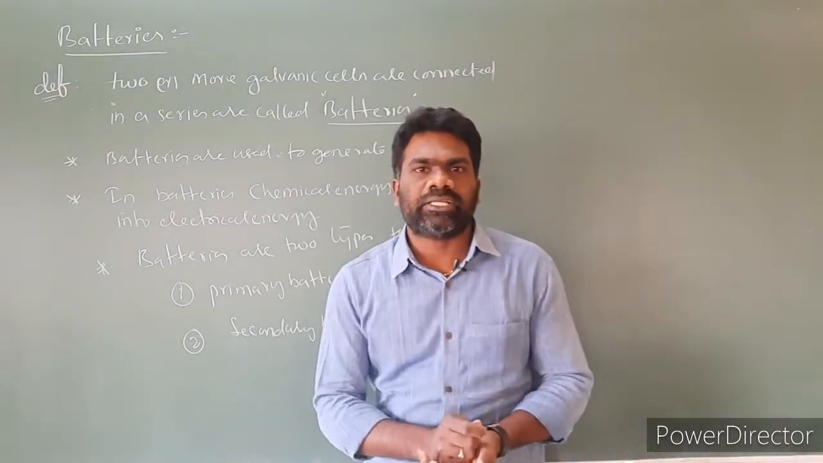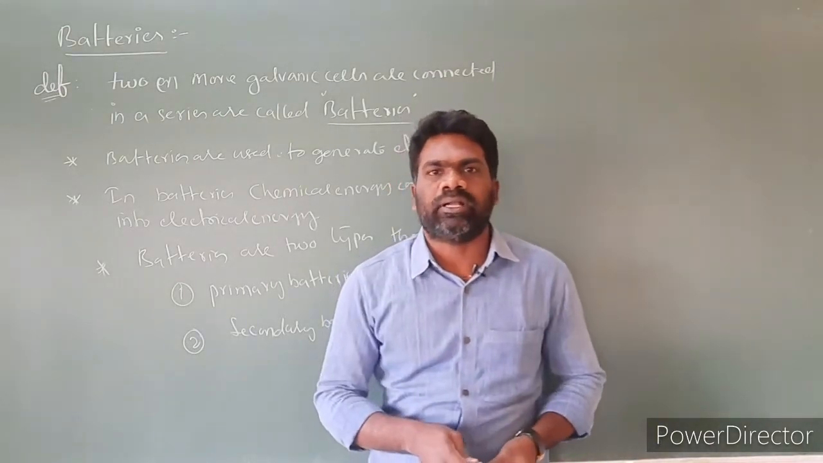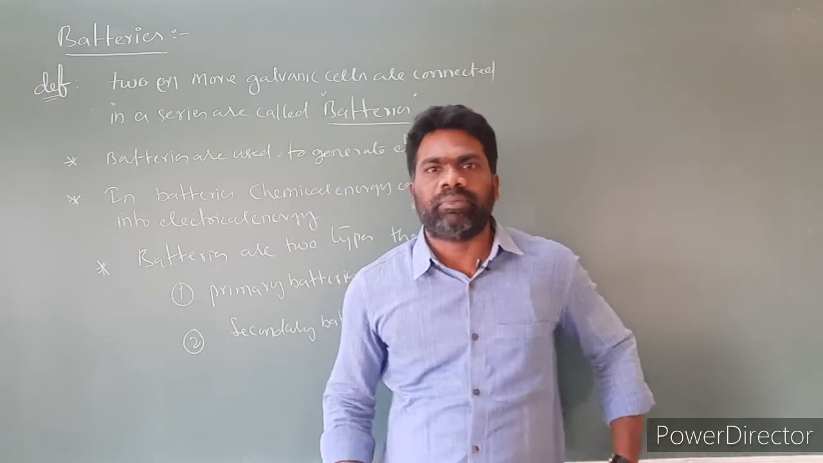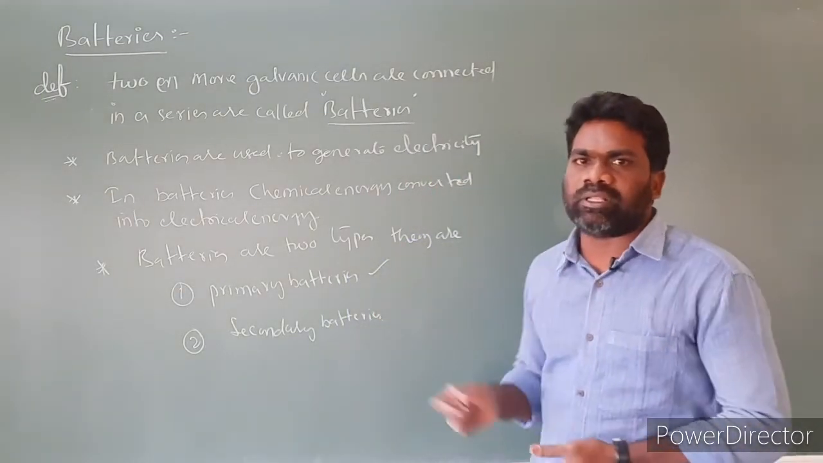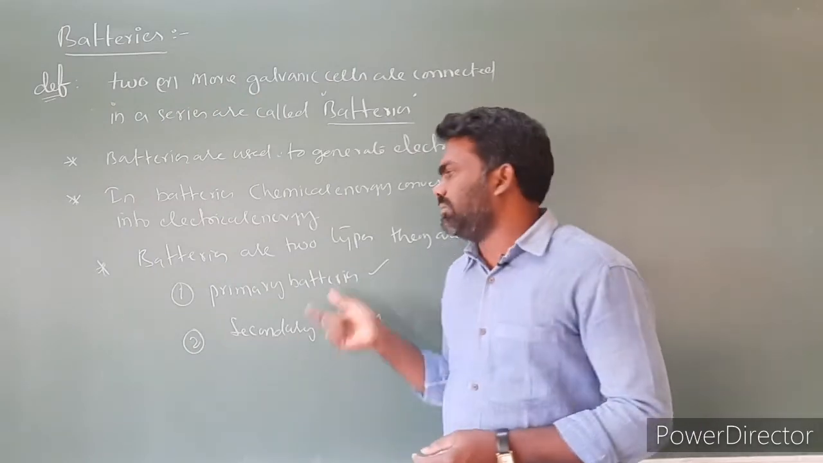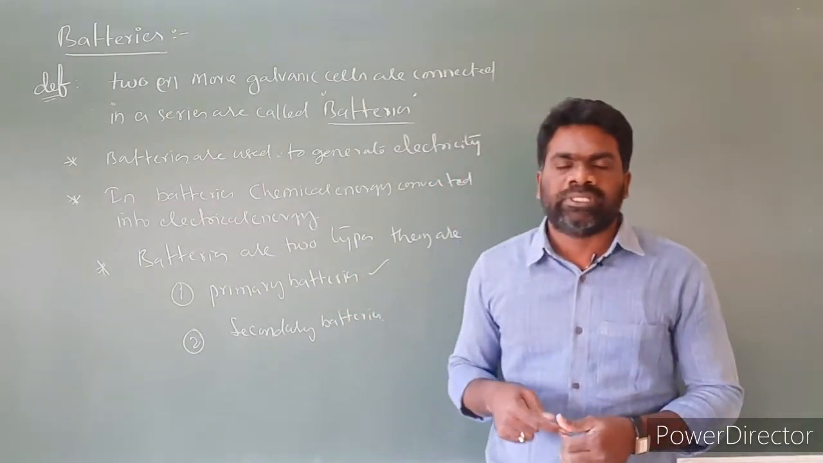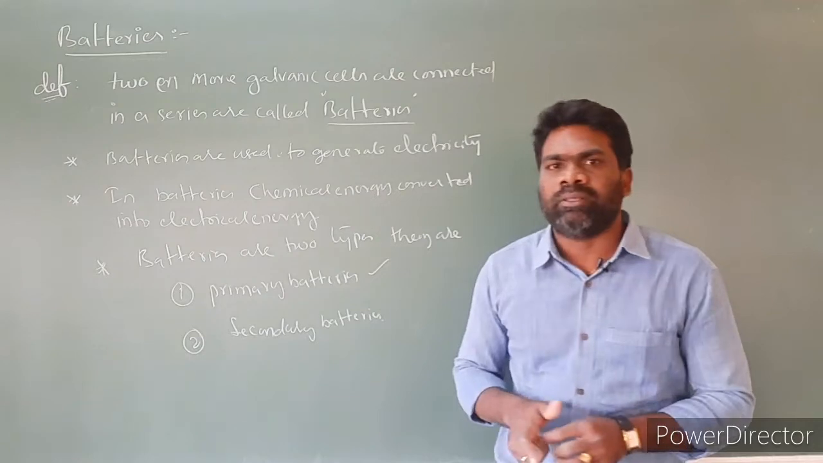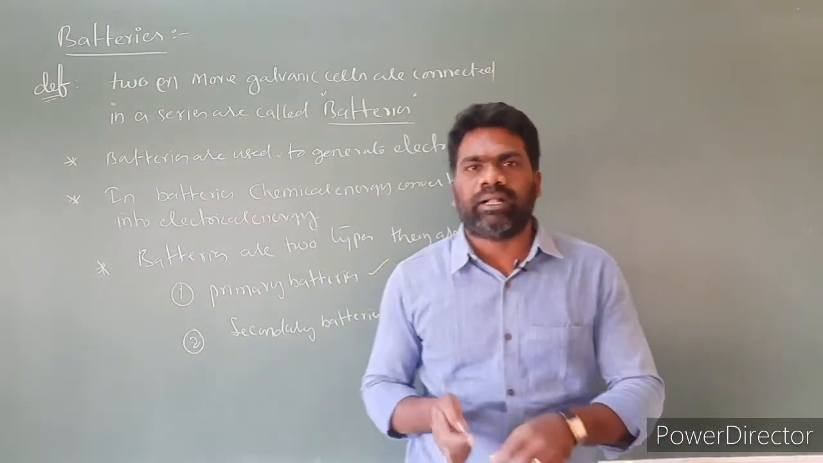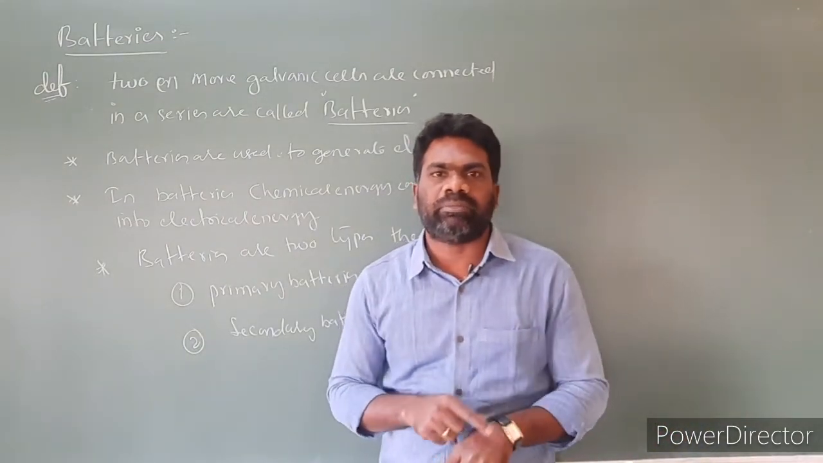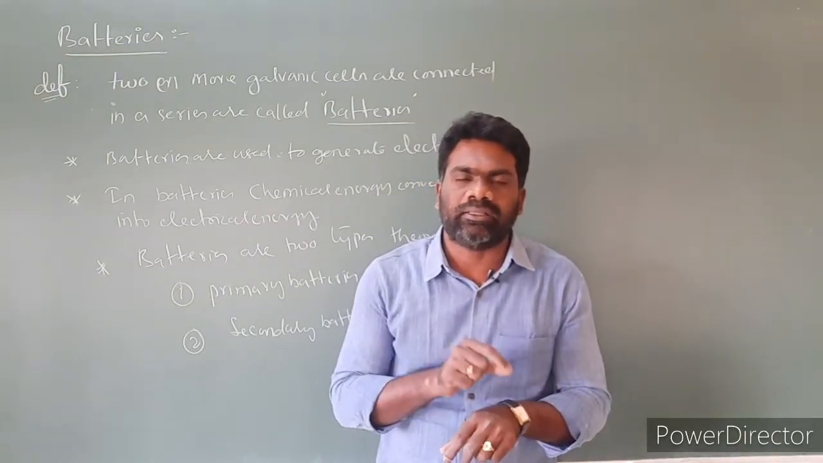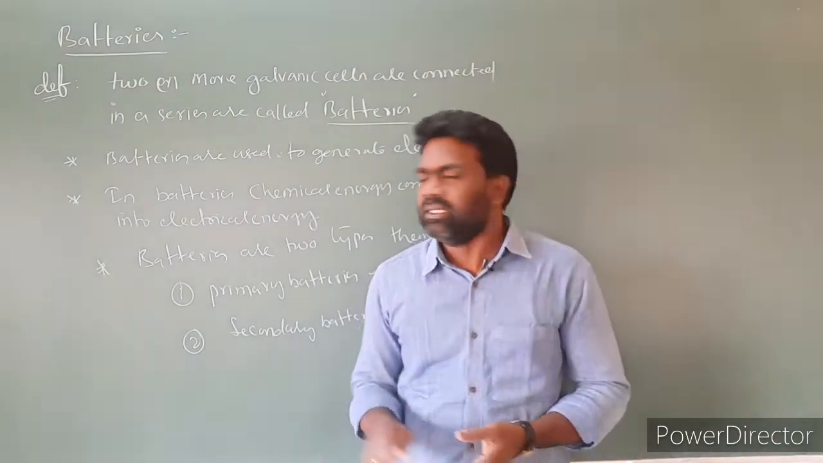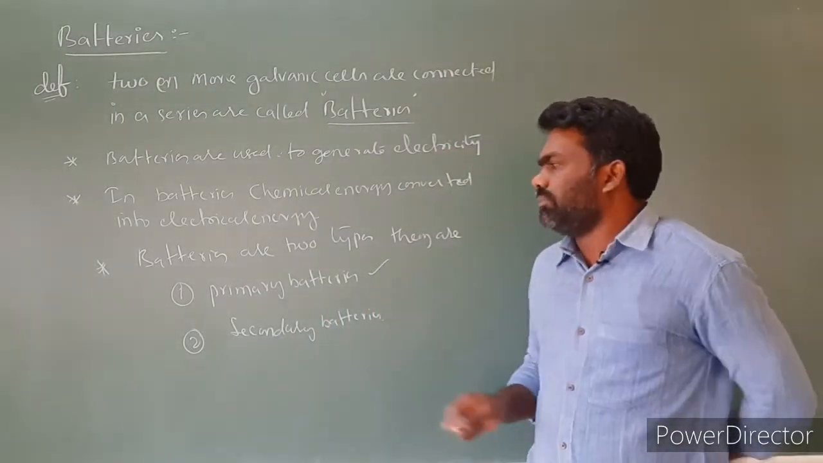Primary batteries are batteries which can be used over a period of time. After that the battery becomes dead, and it cannot be reused. Such batteries we call primary batteries. For example, the battery in our watches is a primary battery. After use over a period of time it becomes dead, and we cannot reuse it again.